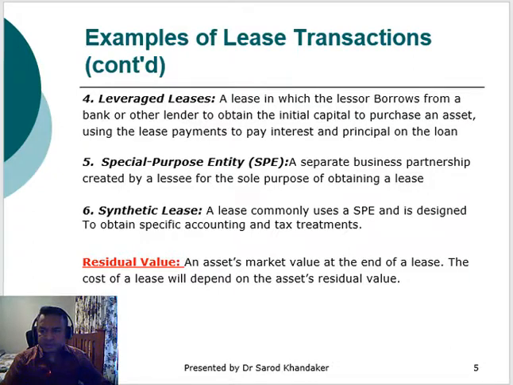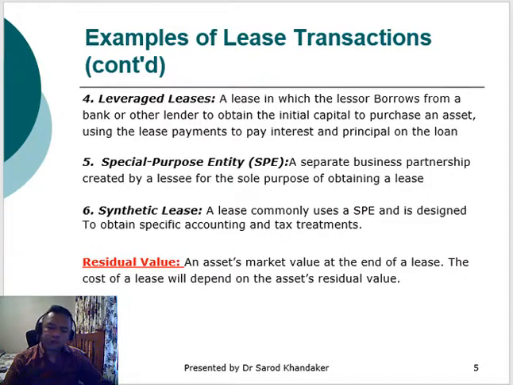And this business partnership contract can be done with financial institutions. There could be a large number of financial institutions who would like to partner with the lessee in order to provide them the lease. Number 6 is the synthetic lease. A synthetic lease is commonly used for an SPE, and it is designed to obtain specific accounting and tax treatment.